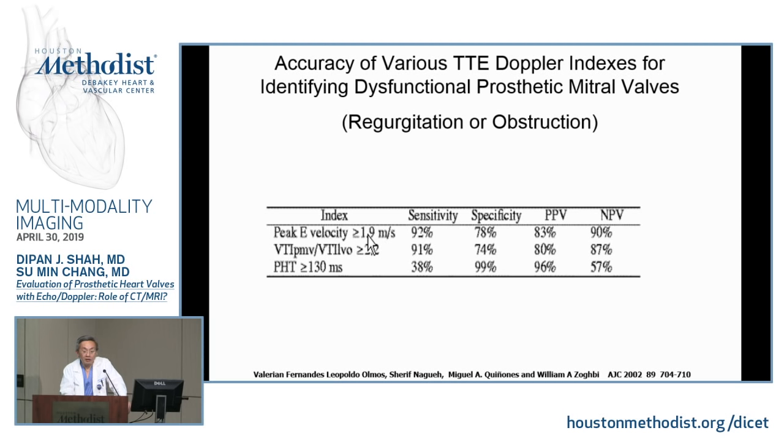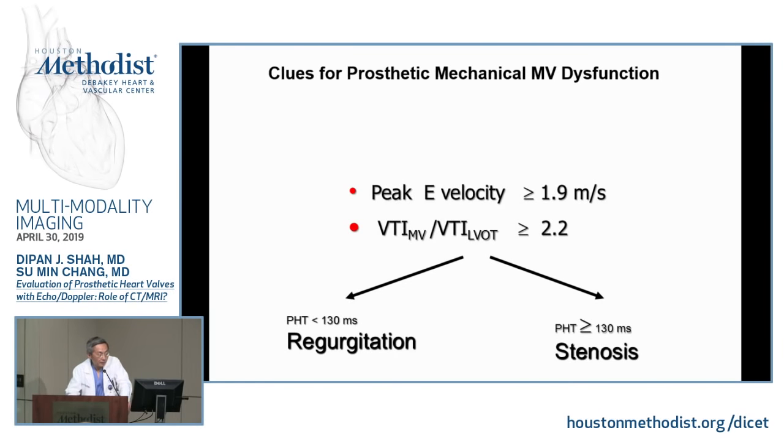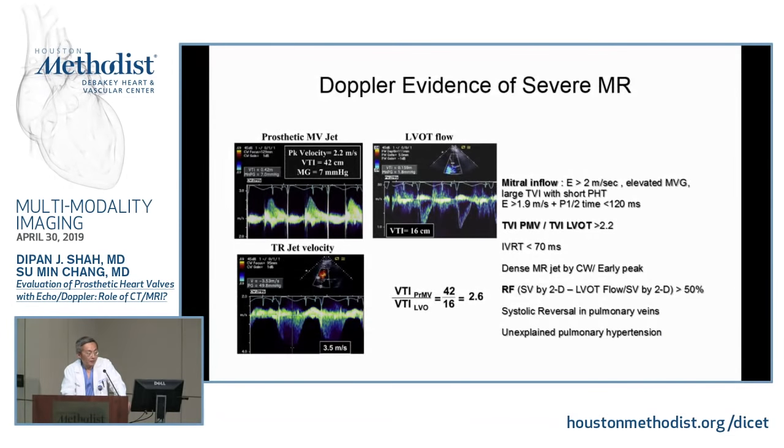So the cause of a high gradient could be obstruction or regurgitation. This study was done almost over 15 years ago, published in JACC 2002 from our lab again. There are several transthoracic Doppler indices which could point to what type of pathology is causing the high gradient. So if you have a peak velocity over 2 meters per second, a TVI ratio between the mitral valve and LVOT of more than 2.2, and then a pressure half time of more than 130, most likely it's stenosis. And if it's less than 130, usually it's regurgitation, okay?